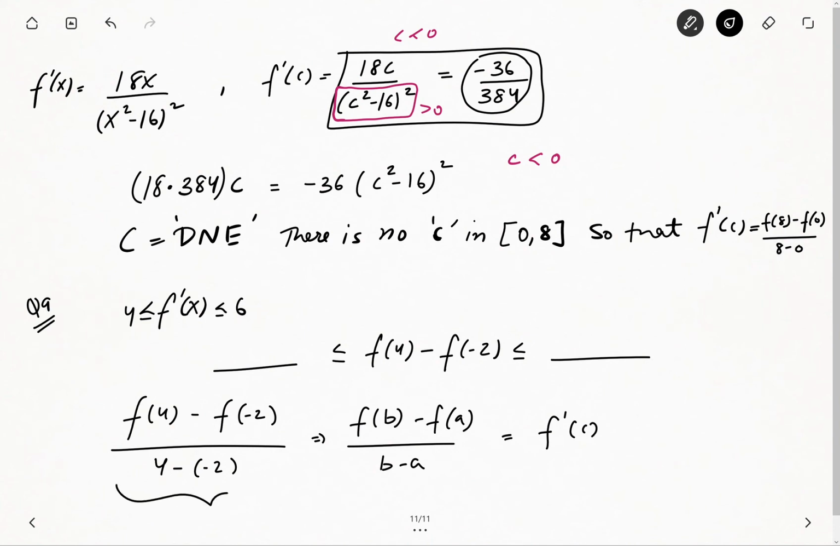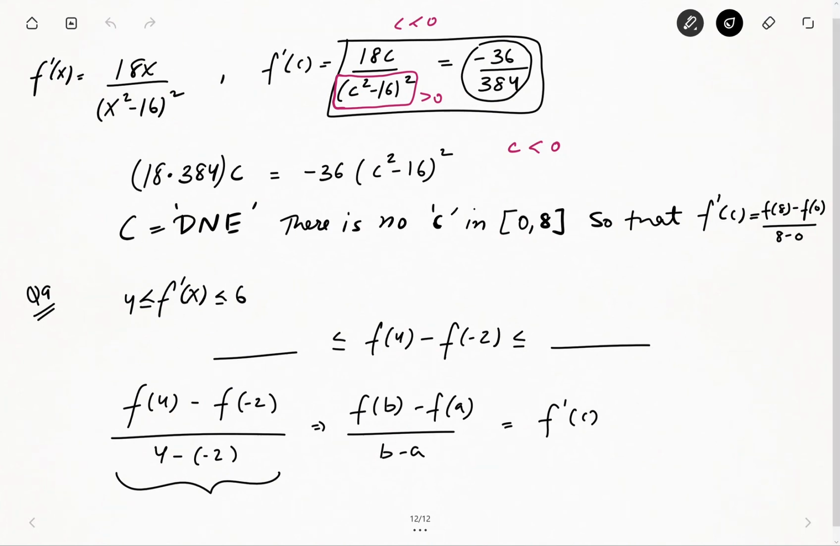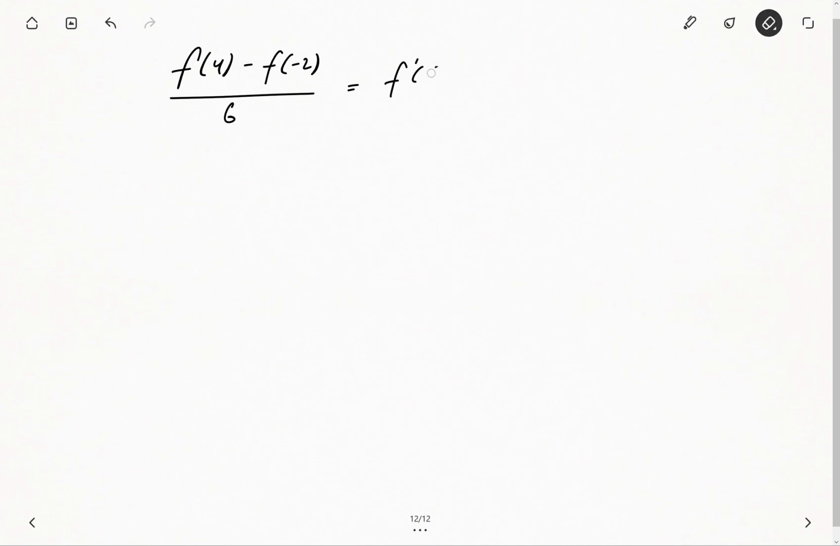So if you think about this in this sense, let's go to the next page first of all. So we had (f(4) - f(-2)) / (4 - (-2)), so we get 6 at the bottom. That is going to be equal to the derivative at the point c, which we don't know yet. But we are not worried about looking for the actual values of c, we just want to figure out the bounds on this quantity up there.